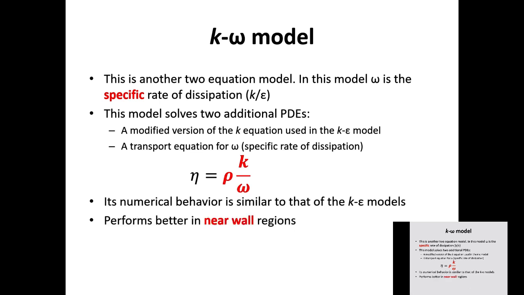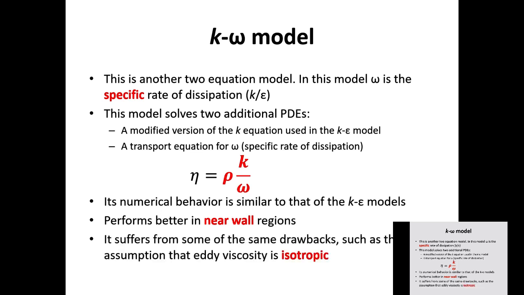Because the k epsilon model is embedded in this one, the numerical behavior is similar to the k epsilon model, and it performs slightly better in near wall regions. It is isotropic. Again, eddy viscosity is isotropic, so it has slightly similar drawbacks as the k epsilon model. And again, this one doesn't perform very well in free stream regions.